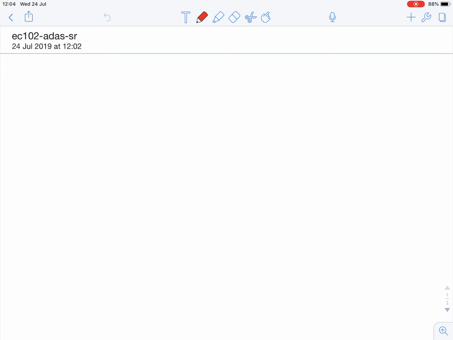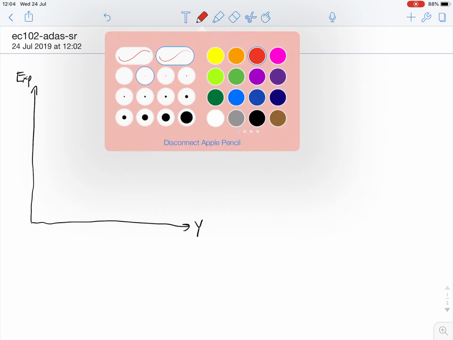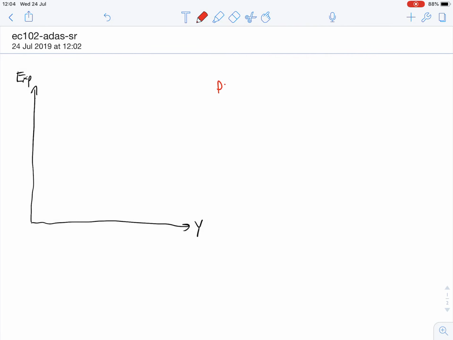The first thing that we're going to talk about today is the Keynesian cross diagram. So the Keynesian cross diagram gives us a relationship between expenditure and income or output. That relationship is defined by the planned expenditure function, which is consumption plus investment plus government spending.